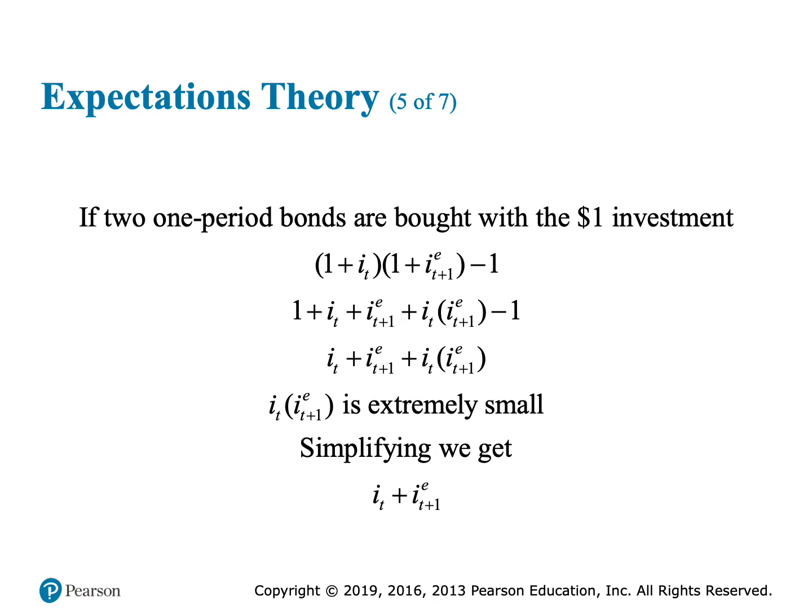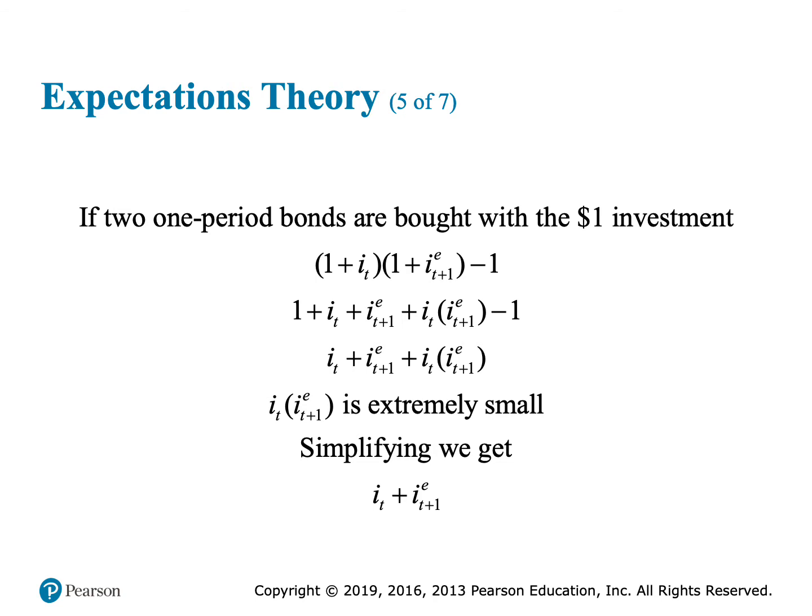And the expected rate of return for 2 1-period bonds would be I sub t plus I^e sub t plus 1 plus I sub t multiplied by I^e sub t plus 1. The last term in that third line is again minuscule. It's extremely small. So we'll throw it out and simplify, and what we get is that the rate of return for 2 1-period bonds is I sub t plus I^e sub t plus 1.